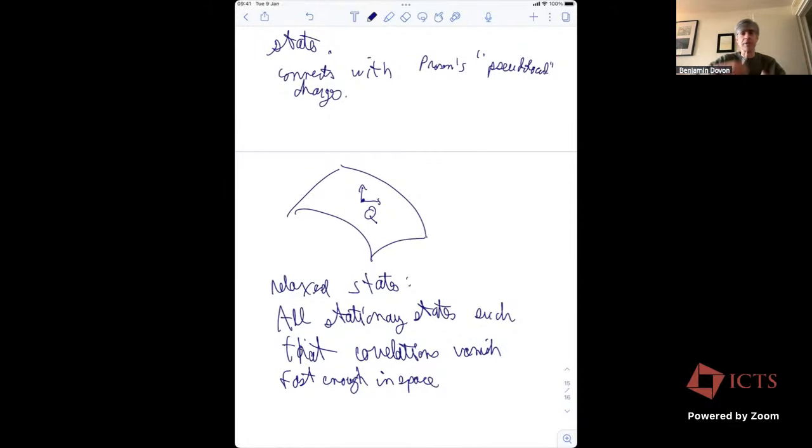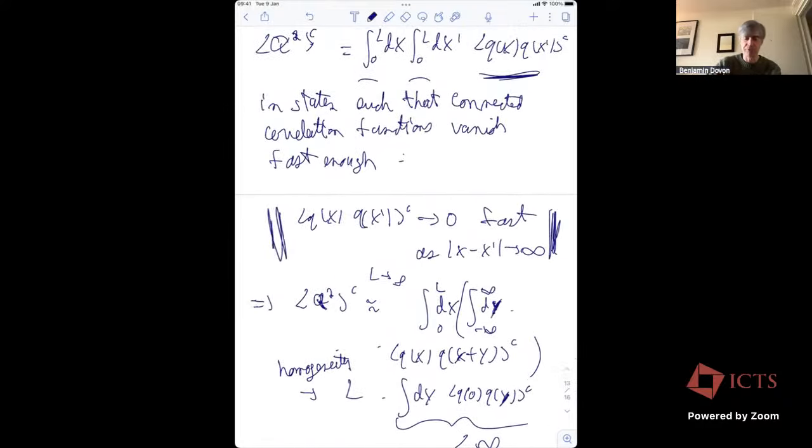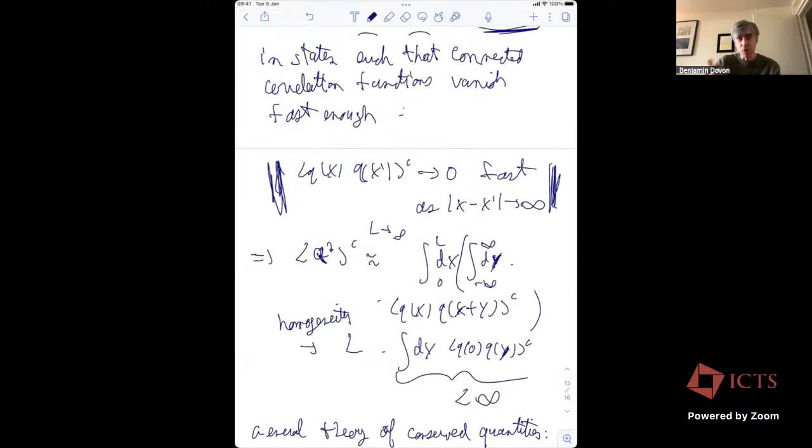They're not correlated anymore, things have mixed enough, there's been enough time that correlations between observables decay fast enough. This was what I had written there, correlations decay fast enough, right? So the connected correlation functions, the average of the product minus the product of averages, go to zero fast enough. And so the principle is that you have to find all the stationary states, space-time stationary states, such that their correlations of local observables decay fast enough.